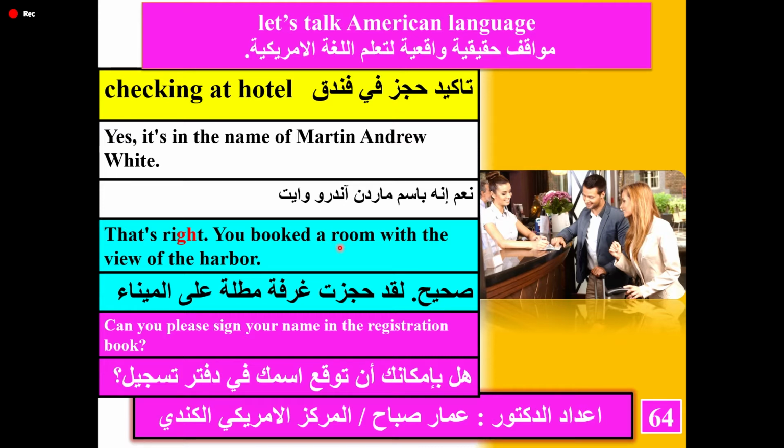D-O-R-M, dorm. Okay, so we say: You booked a single room. You booked a double room. You booked a triple room. Whatever you like to say. With a view. View means scenery. Or with a sight. I can use view or sight: of the harbor, the sight of the beach, or the sight of the forest, in this way.